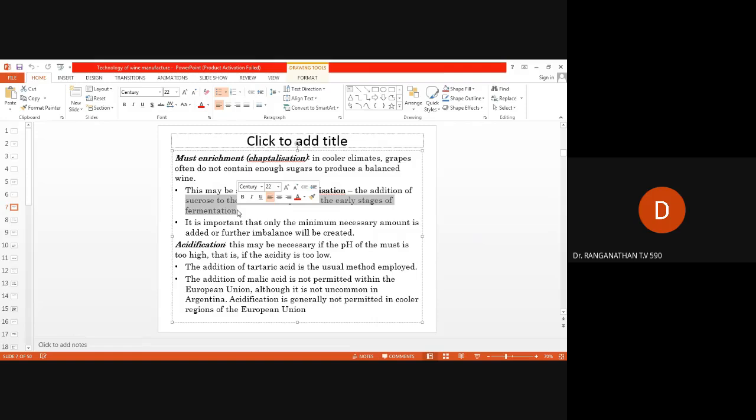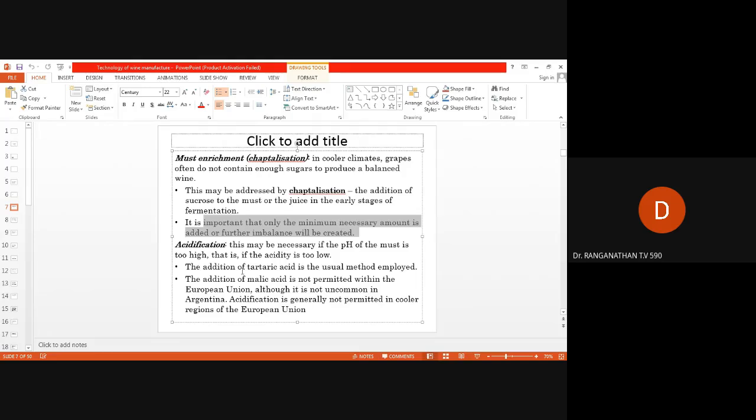After crushing of the juice, I check for the degree Brix. To this is then added the appropriate amount of sucrose to increase the degree Brix to around 24 to 26 degrees. So this will ensure that the final product will have somewhere around 11 to 12% alcohol along with a certain amount of free sugars. So it is important that only the minimum necessary amount is added or further imbalance will be created. This is one thing. So what are the treatments that are done for the must? First thing is chaptalization, which is the addition of sugar.